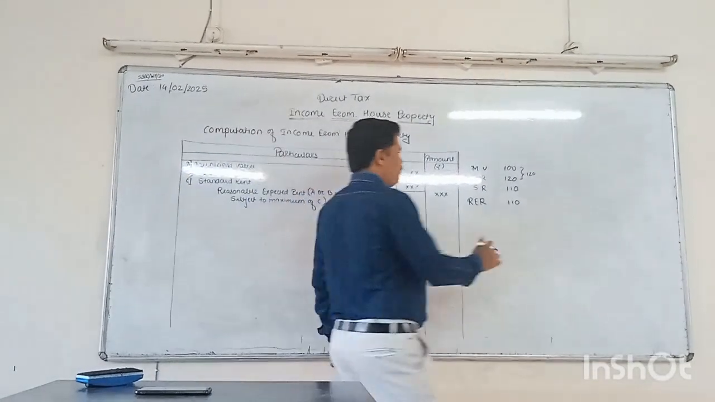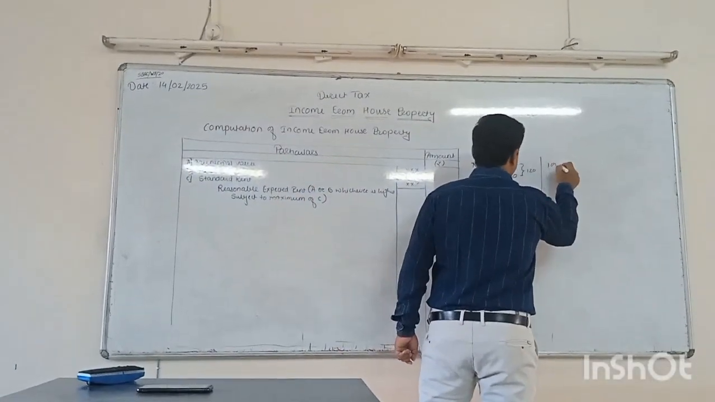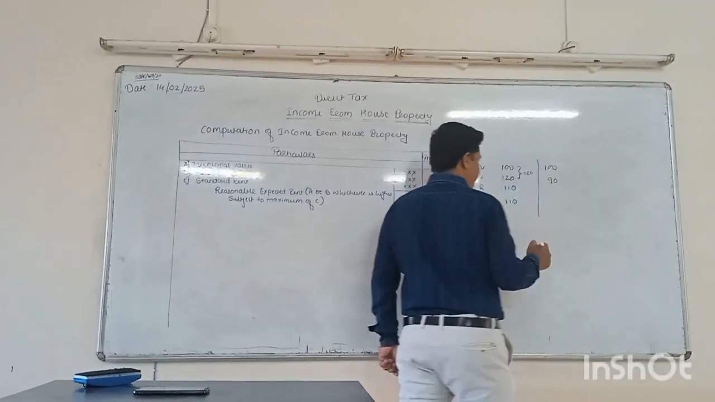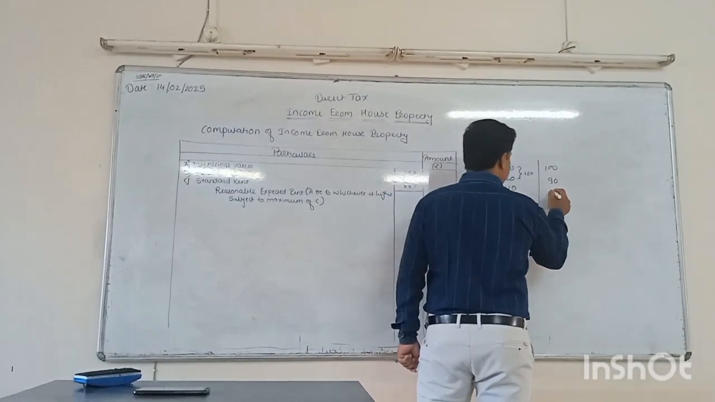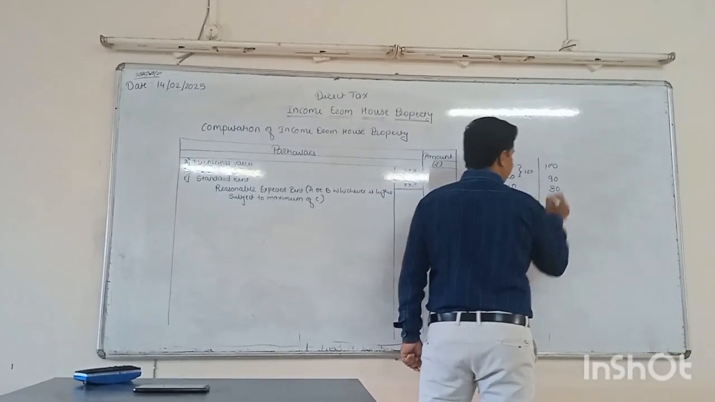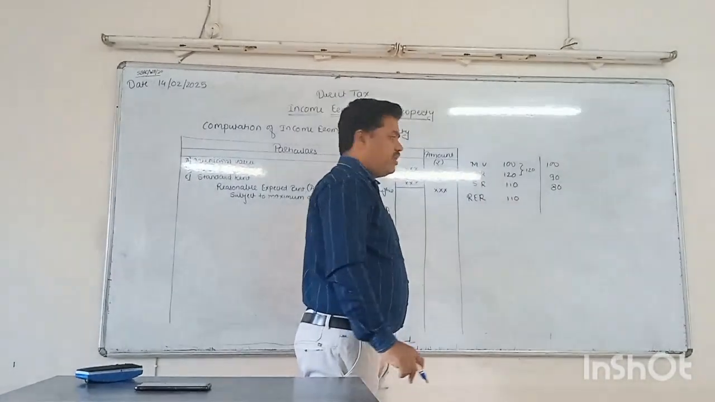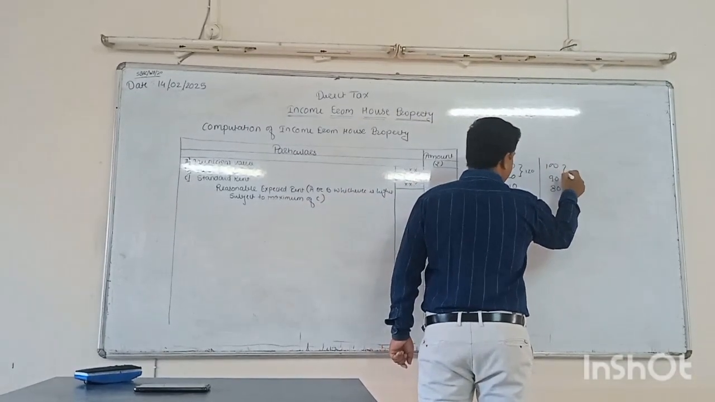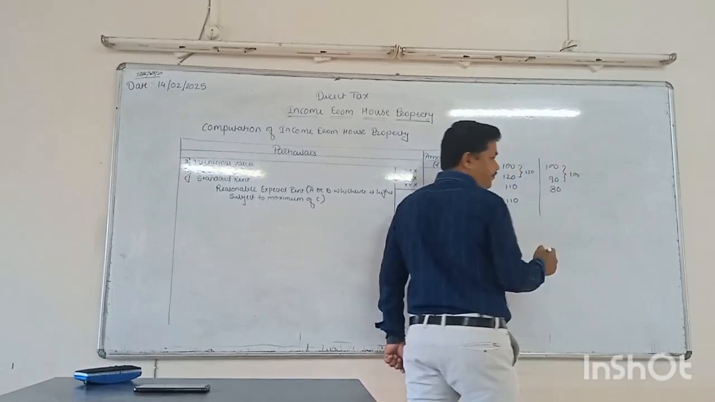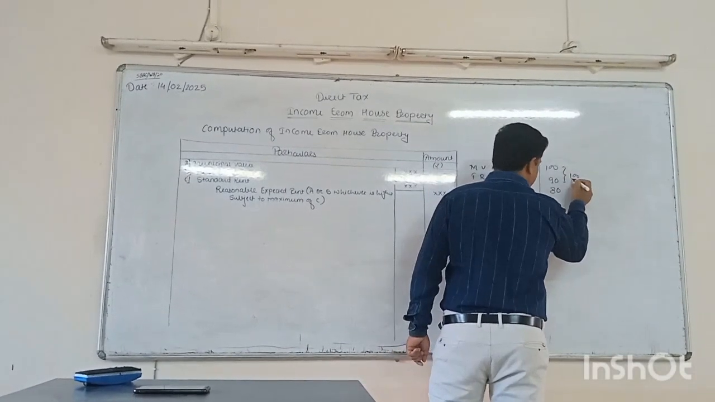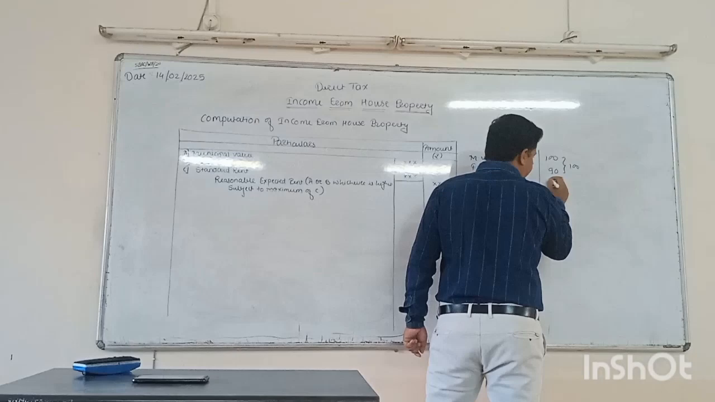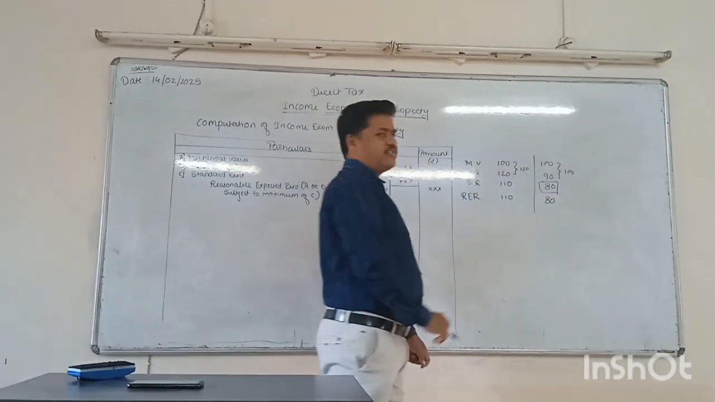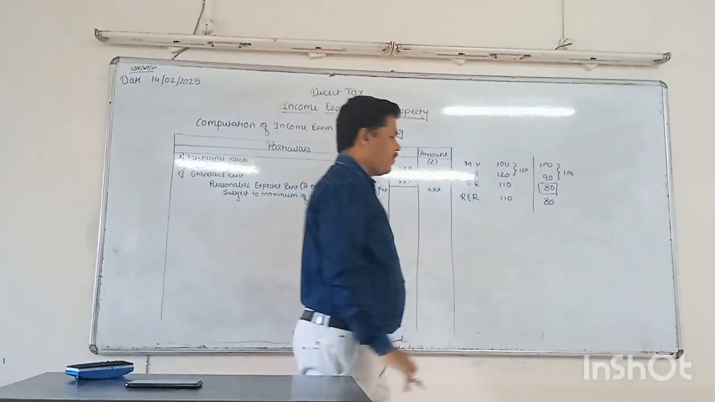Okay, if municipal value is 100 rupees, fair rent is 90 rupees and standard rent is 80 rupees. Now, municipal value or fair rent, whichever is higher, municipal value is the highest. But this value will not be greater than standard rent, up to the extent of standard rent. Standard rent is 80, so your reasonable expected rent is 80.